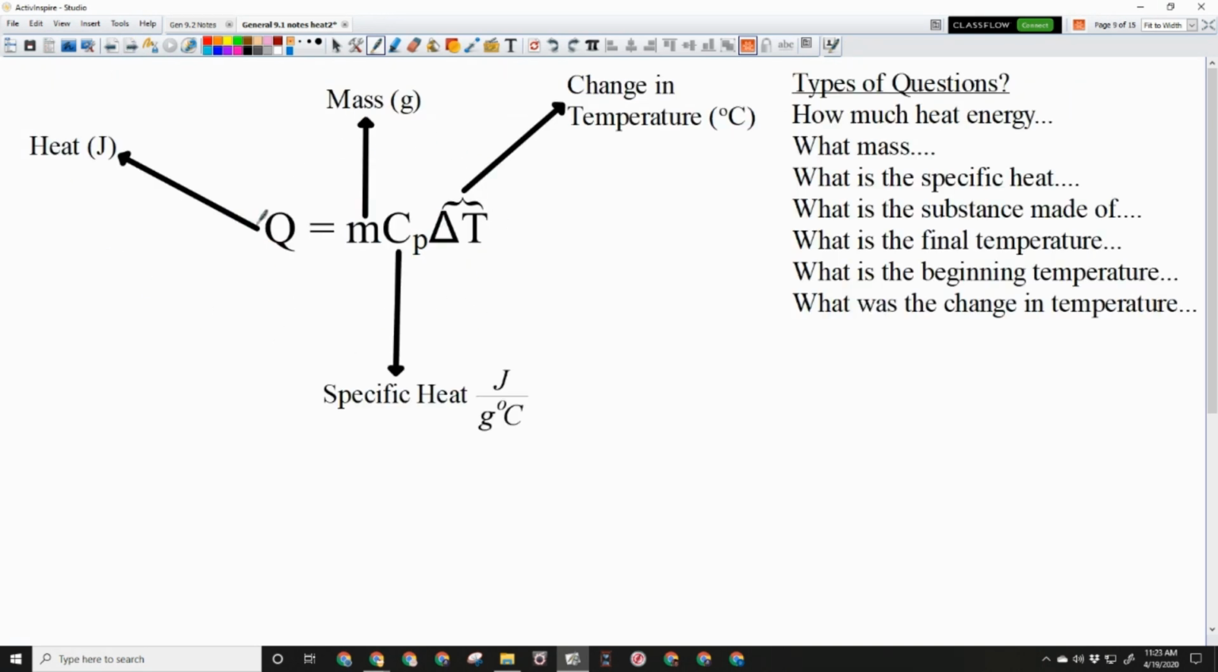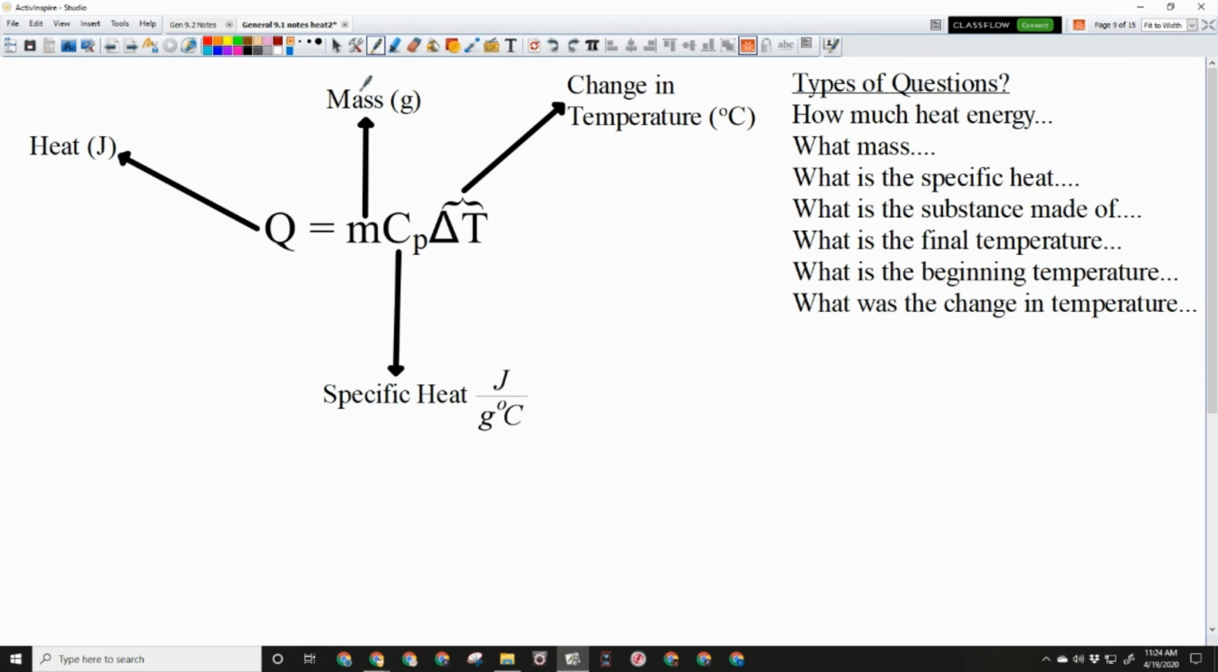So the formula that we're going to be using for this section is Q is equal to mC delta T. Okay, mC delta T. That's how I remember it. MC delta T. It's MCAT. MCAT, and this looks like an A, but it's really a delta T. MC delta T, where Q is heat, and that's measured in joules.